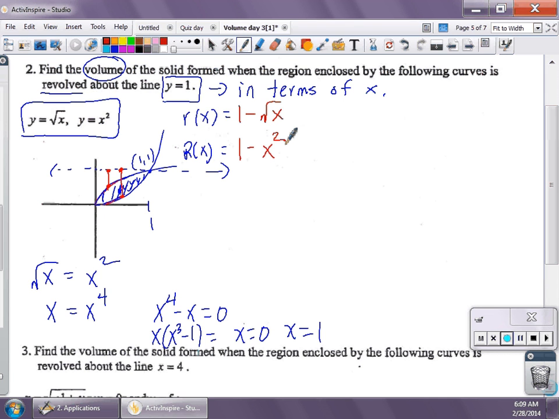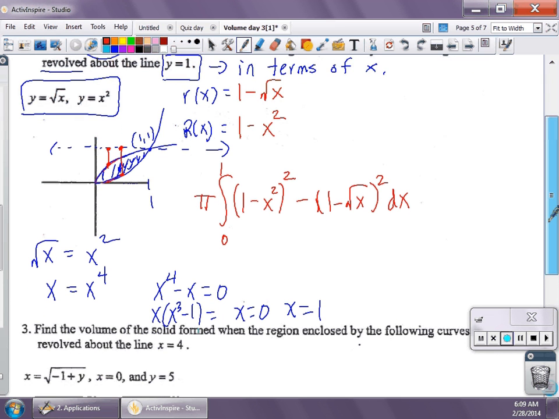So our integration is going to be pi, starting at an x value of 0, stopping at 1, big R of x, 1 minus x squared, minus little r of x, 1 minus the square root of x, squared, dx.